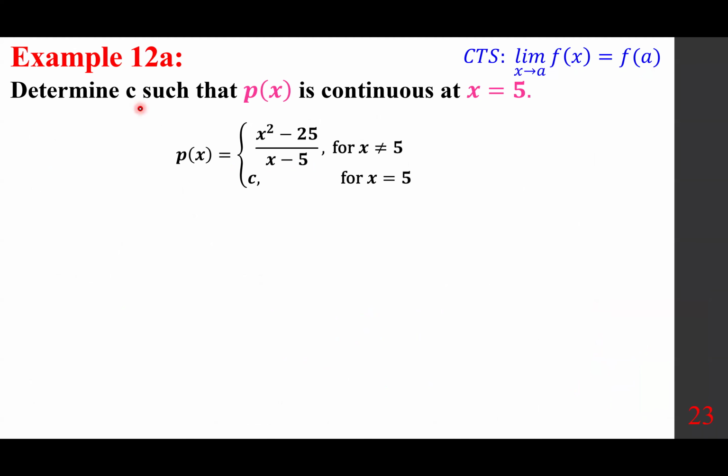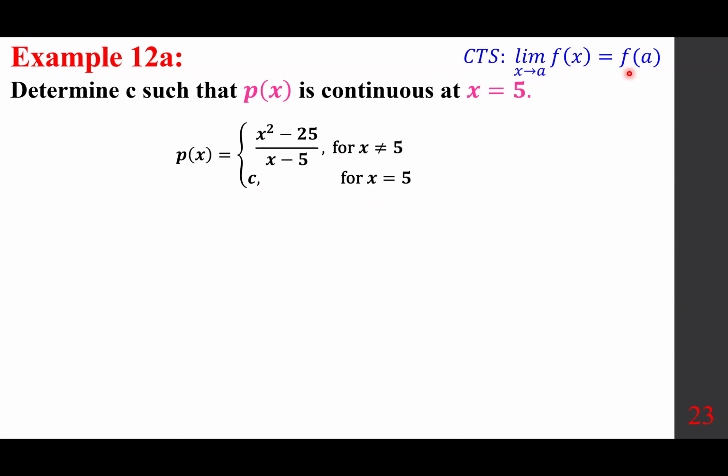Determine c such that p of x is continuous at x equals 5. p of x is defined as a piecewise defined function, x squared minus 25 over x minus 5 when x is not equal to 5. It is c at precisely x equals 5, reminding you that cts is short for continuous. The limit of f of x as x approaches a must be equal to f of a.